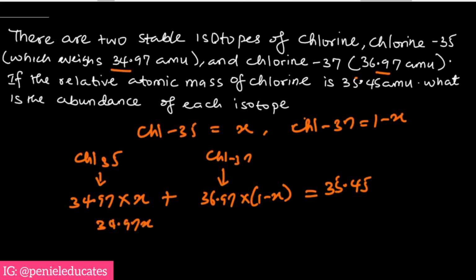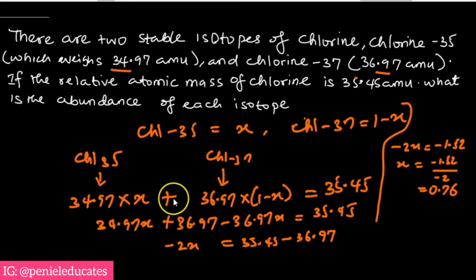All right, so this gives me 34.97x plus 36.97 multiplied by 1 minus x. That's 34.97x plus 36.97 minus 36.97x. If you do your calculation, you're going to have minus 2x minus 1.52, so you have 0.76, which is x. That gives you 76% abundance of chlorine-35.